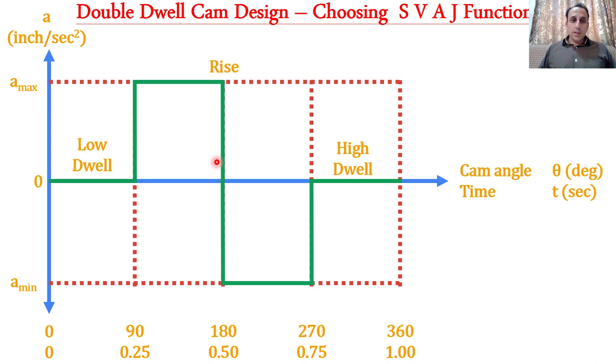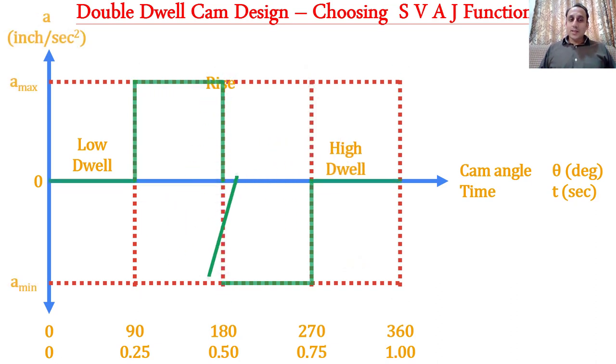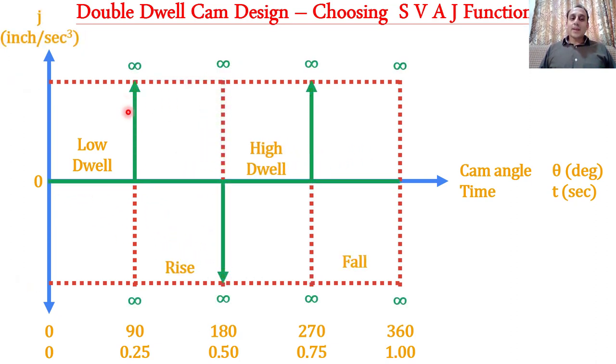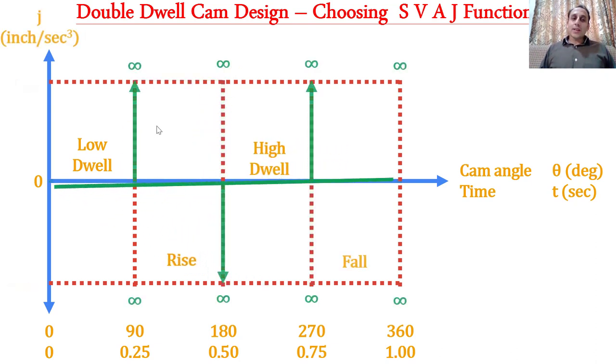But what will happen if we take the derivative of this acceleration function? There will be infinite jerk. Why? Because there is an abrupt change in the acceleration, and because of that abrupt change we are getting infinite jerks. It means this acceleration function is not acceptable. Square wave is not acceptable. So now what do we have to do?